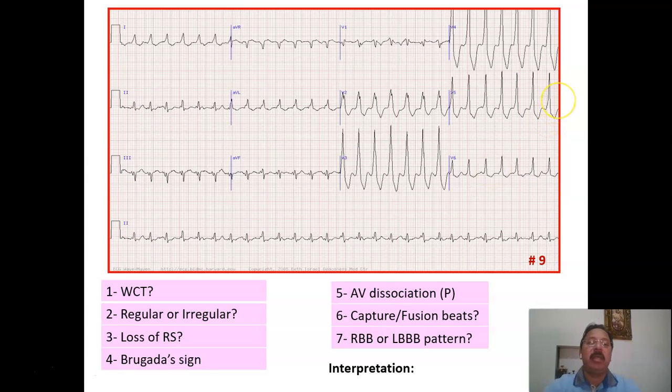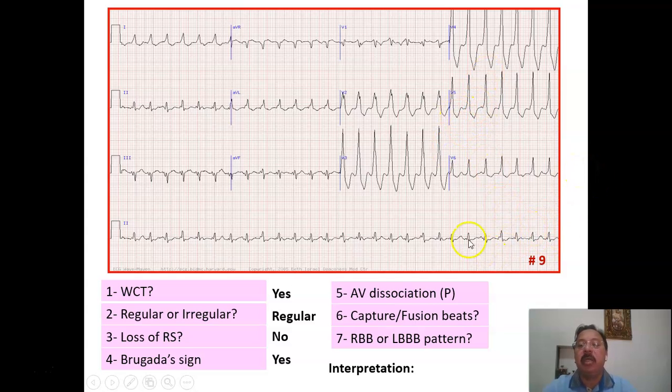So look at this ECG. If you just look at the rhythm strip, it looks like narrow complex tachycardia. But if you look at the ECG as a whole, especially the chest leads, this may be wide complex tachycardia, and it's regular. Loss of RS, no. So this is not in favor of ventricular tachycardia. But look at Brugada signs. This is positive in many areas.